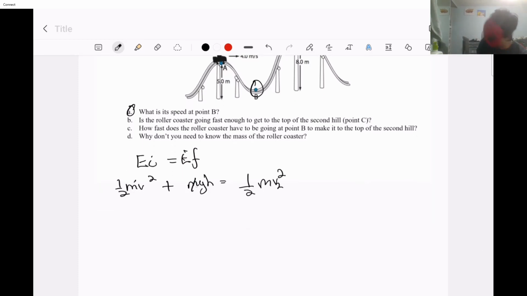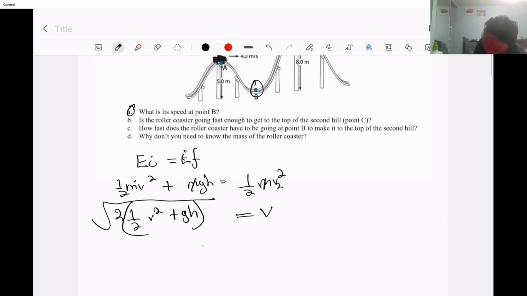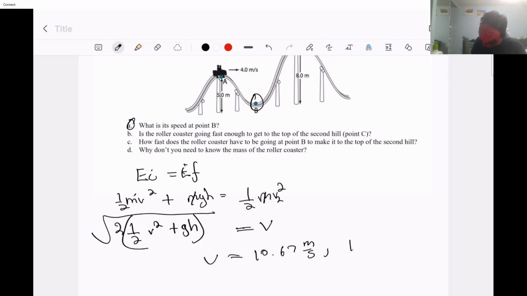So now we cancel the m's out, and then we isolate for v2. So basically 1 over 2 mv squared, so 1 over 2 v squared plus gh, times 2 and then the whole root should equal our velocity. I'll just plug it into my calculator. Here, 2 times 0.5 times 4 squared plus 9.8 meters per second squared times 5, which should give me 10.67 meters per second, which is, okay, there's 2 sig figs, so there's 11 meters per second.